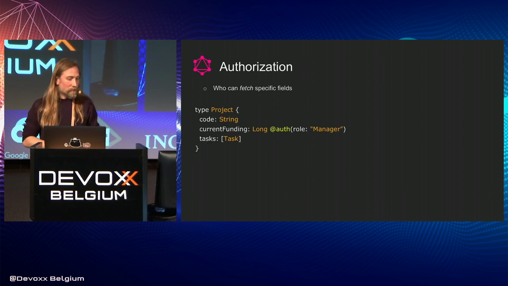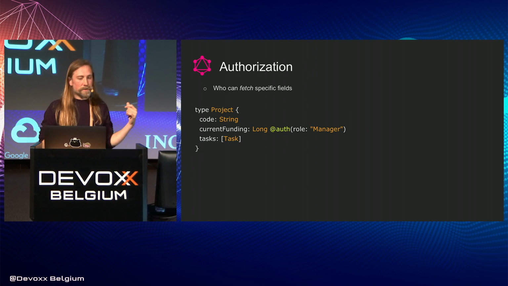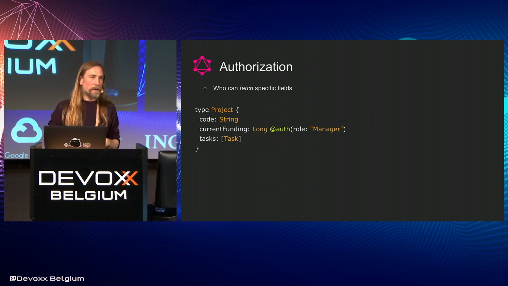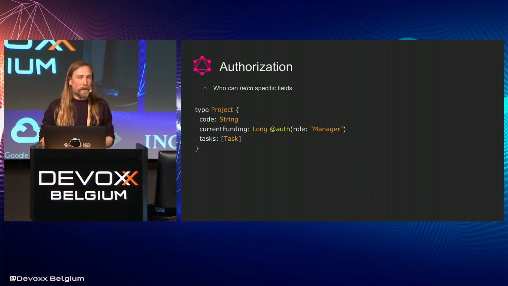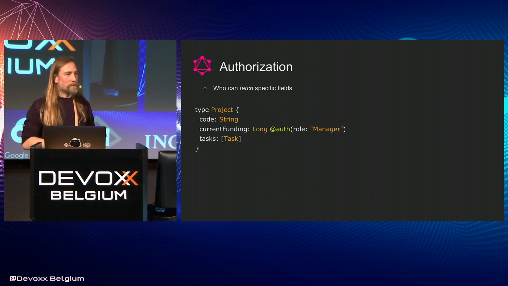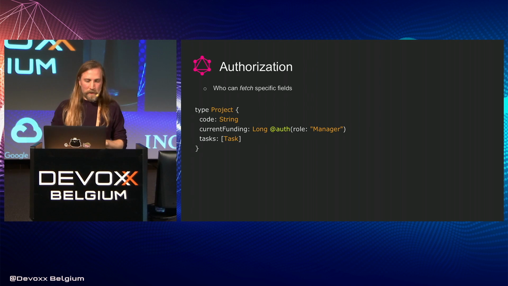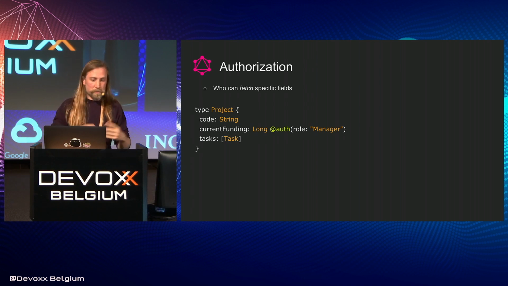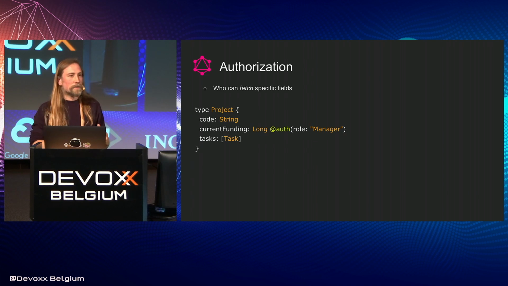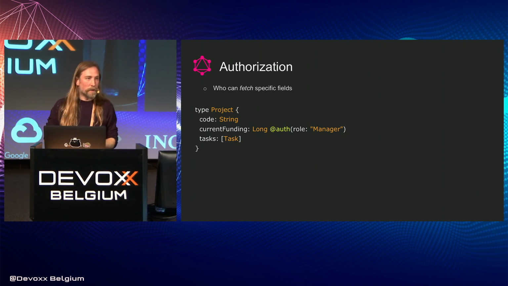You could start with something like this, for example. In your schema, you could say that the current funding is only accessible to managers. What you see here, the yellow thing, the auth, is called a directive. It's the exact same thing as an annotation in Java, just in GraphQL terminology. So it's a custom one. It doesn't exist by default in GraphQL. It's just a directive that you can add by yourself.